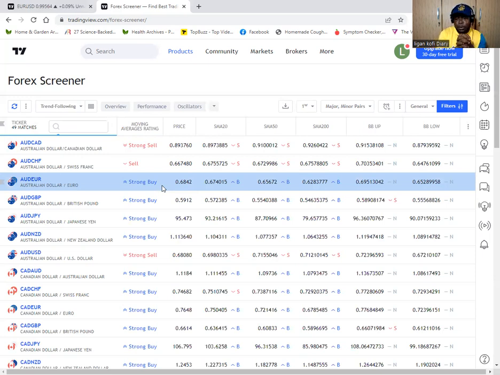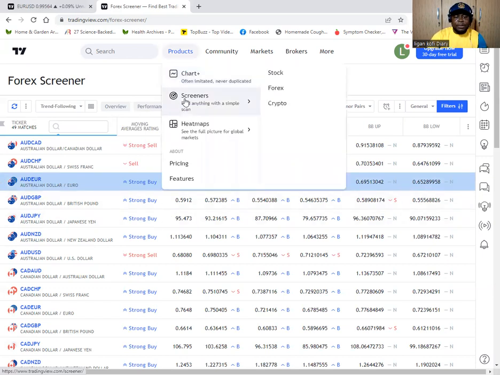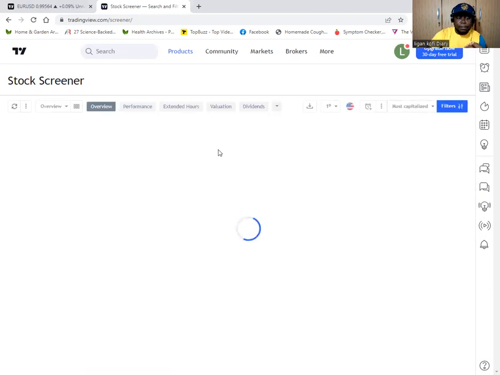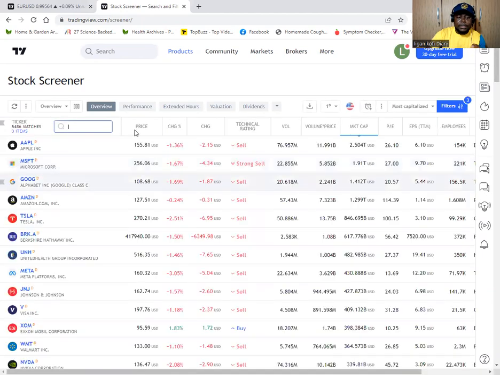There is one more thing I want to add, or should I make it another video? I think we are not too far from adding something else. Apart from the screener, we have the heat map. So the screener here is on Forex. If you click on stocks, it will come with the stocks also. The stock screener is loading, and I'm sure you will see it, depending on what you want to use. So this is the stock screener.